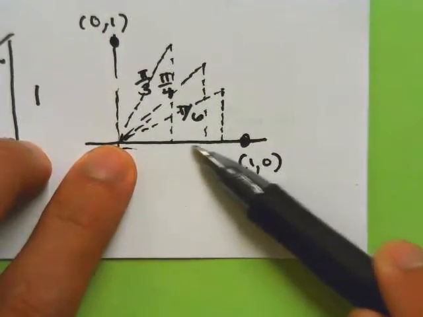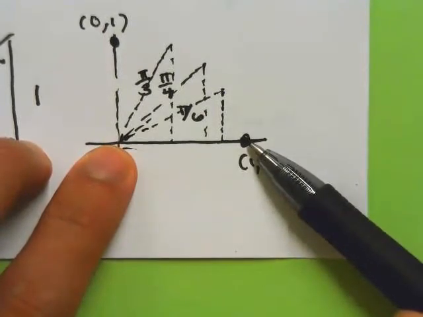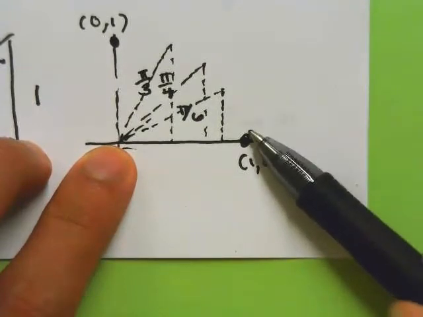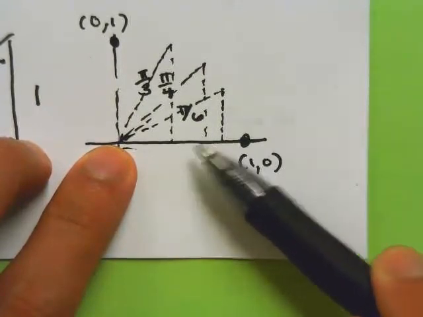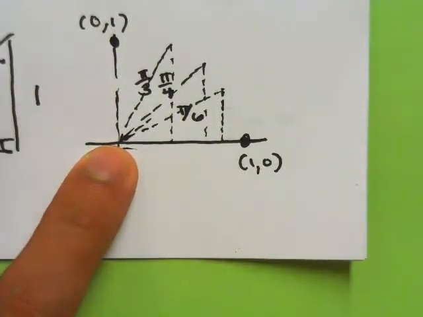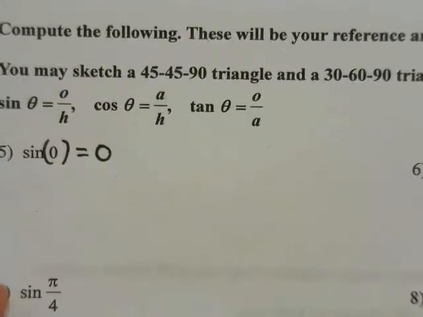So here's 0 degrees here. Remember, sine is opposite over hypotenuse. Well, there's no height over here, and the height is 0. So 0 over, and I guess the hypotenuse could be a 1, 0 over 1. That's just going to be 0 over here.